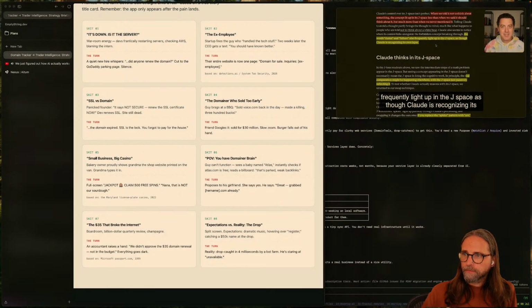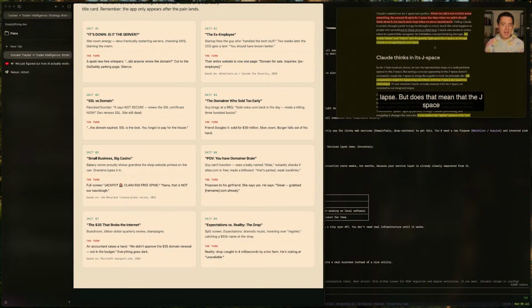as though Claude is recognizing its own lapse. But does that mean that the J-space is where the actual cognitive work is happening? So maybe it is in there, maybe it's reading from it, but maybe that's not where the actual cognitive work is happening. All right, let's take a look.